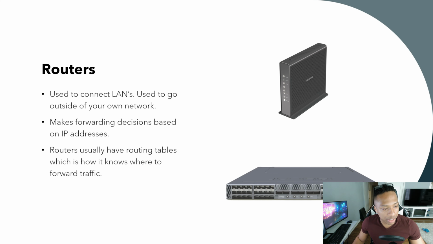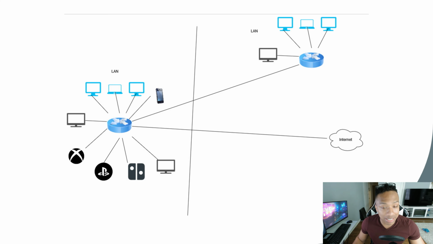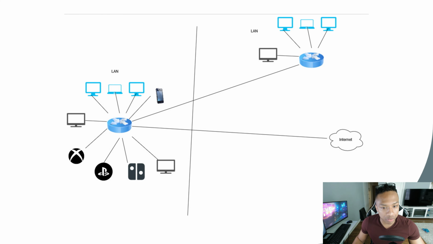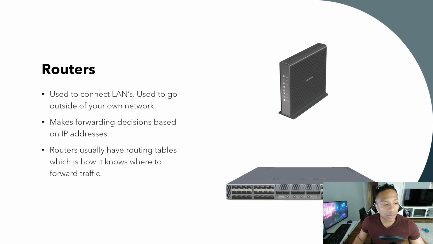So a router is used to connect LANs. As I showed in this picture here, these two LANs are connected through the routers. There's two routers here, and these two routers are connected to each other. So a router is used to go outside of your LAN, outside of your own network. A router makes forwarding decisions based on IP addresses.